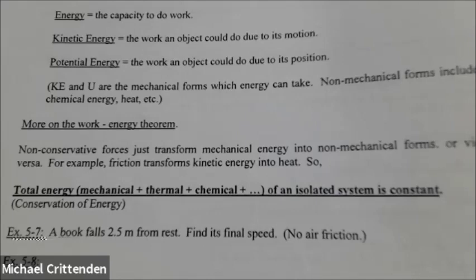Or another example of chemical energy is if you throw a ball. Where did the kinetic energy of the ball come from? Well, before you threw the ball, it was in chemicals stored in the muscles in your arm. Heat is a kind of energy. You can build a fire under a steam engine and it will exert a force through a distance. And there are other examples also, but let's move down to where it says more on the work energy theorem.